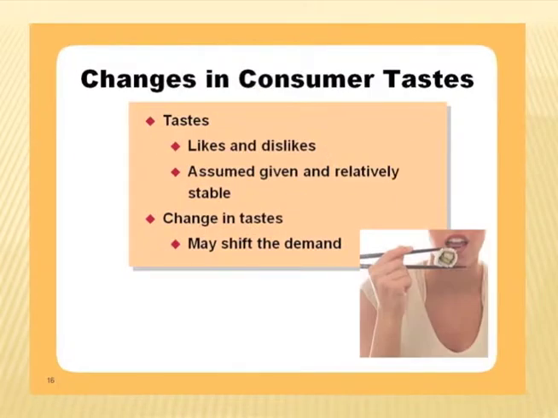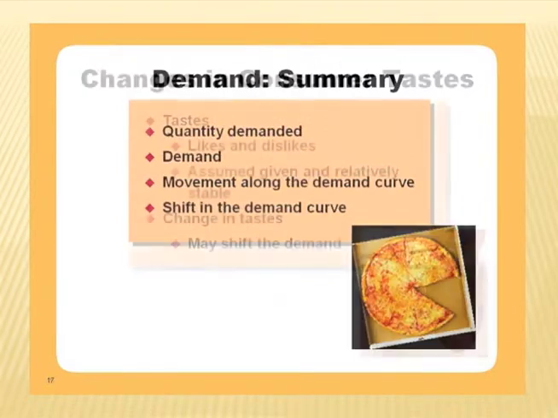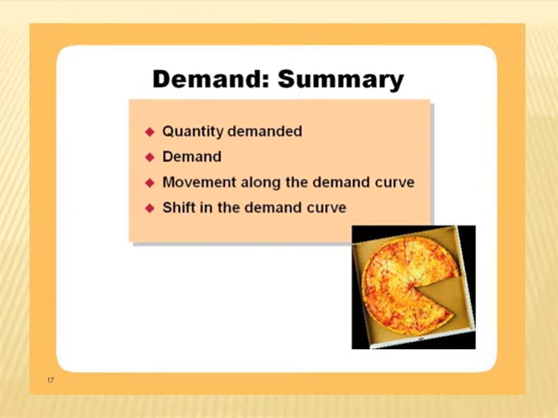And tastes and preferences. Consumers change their likes and dislikes. They change their taste. As that changes, it begins to change the demand curve. So as consumers begin to like sushi rather than pizza, then we see a fall in demand for pizza as they substitute sushi for pizza, and it shifts the demand curve. That's the primary reason why we talked about a specific time period rather than letting it run longer than a particular time period. So in summary, what do we learn about demand?